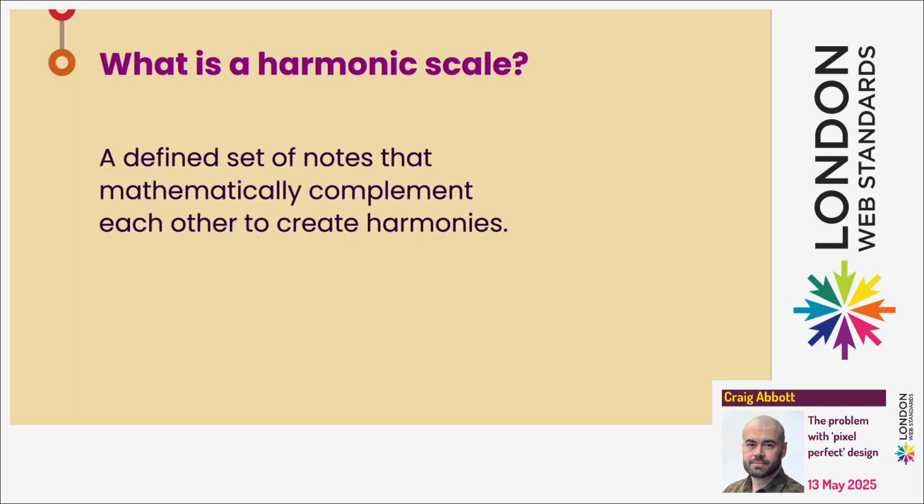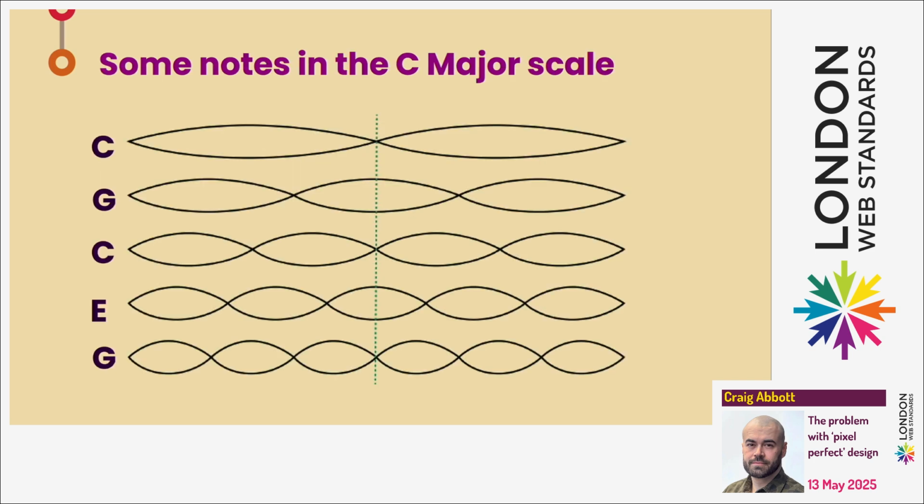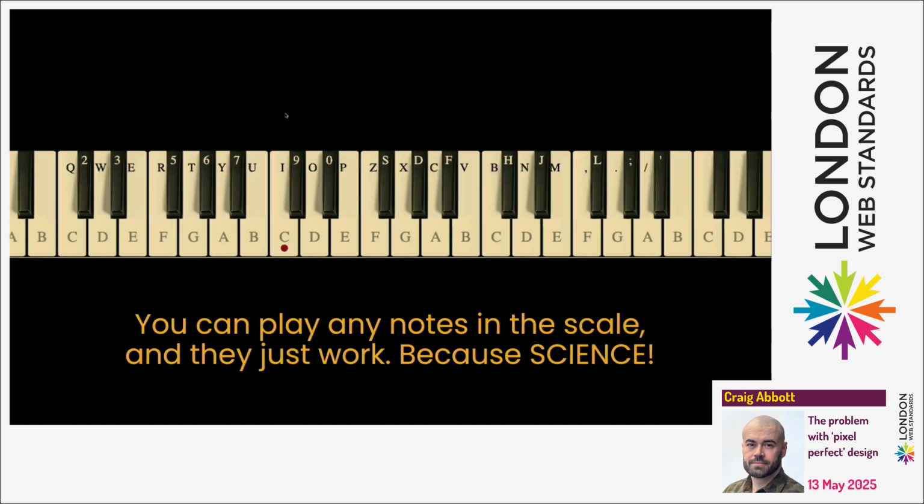So we have these things called harmonic scales, which is a defined set of notes that mathematically complement each other to create harmonies. If you're learning to play guitar and you learn your scales, then if you've got to knock a solo out, you can just play any of those notes and they should just work together, in theory. For example, some notes in the C major scale are C, E, and G. You can play any of the notes in the scale and they'll work, because science.